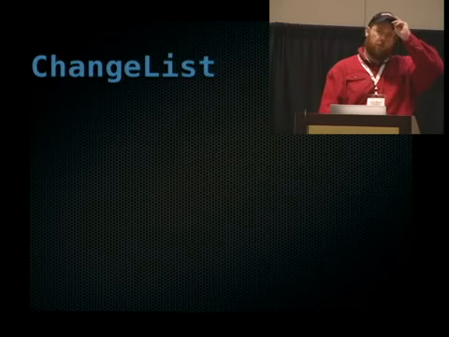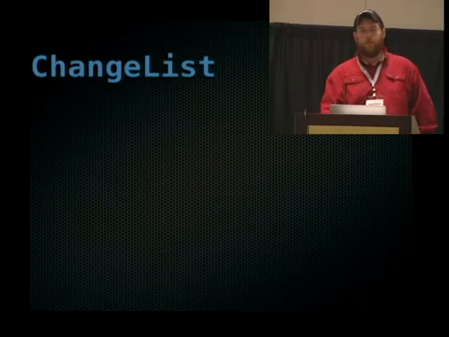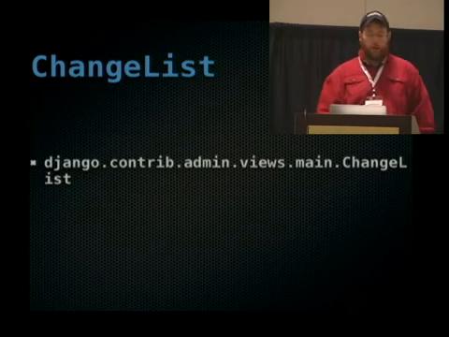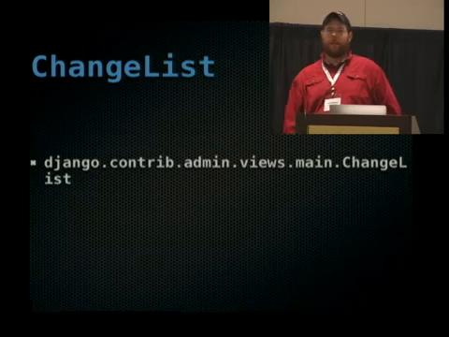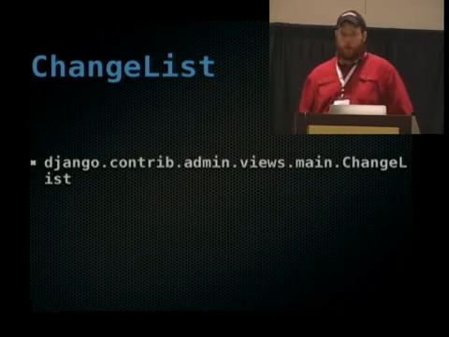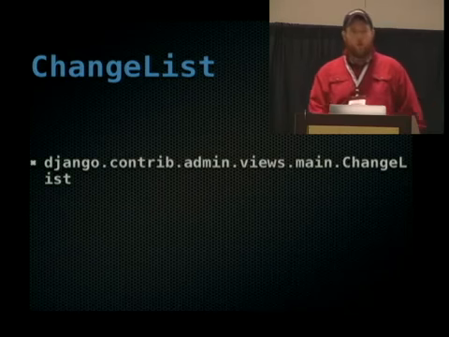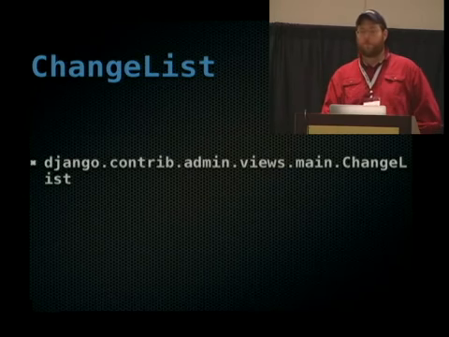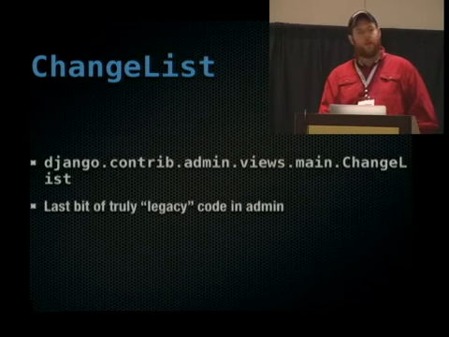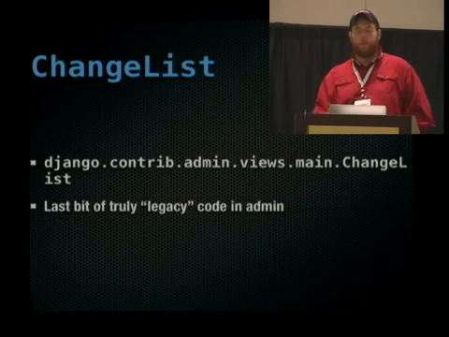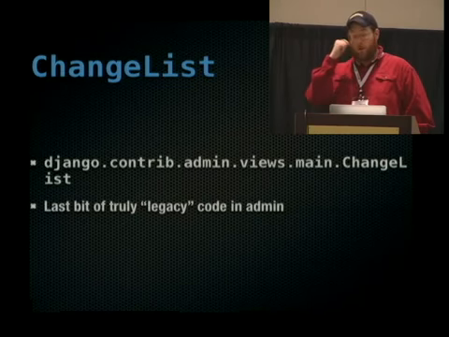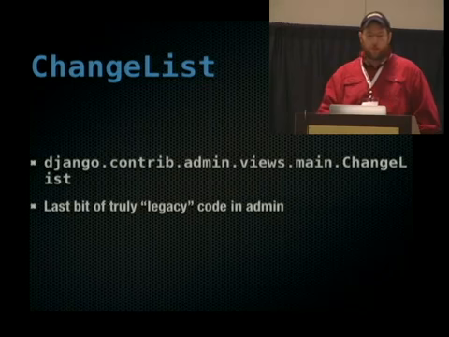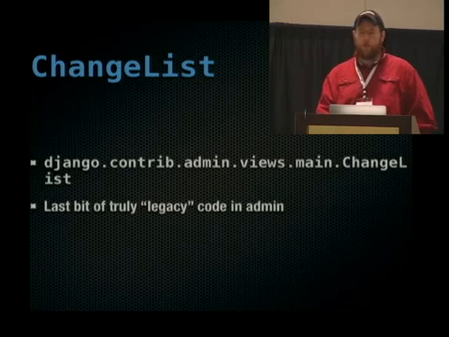Then finally there is change list. And if you've ever looked at this, this is the scary one. Django.contrib.admin.views.main.changelist. The fact that it's there tells you that it's not part of model admin. This is code that goes back to about 2007, maybe 2006. It is the last bit of truly legacy code in the admin, which is kind of funny because it was originally part of something called new admin back the first time we refactored it.